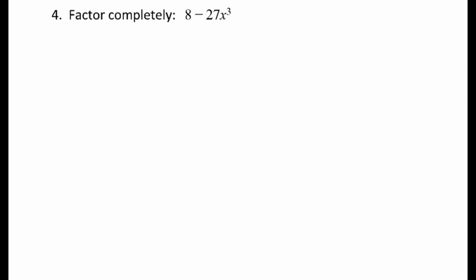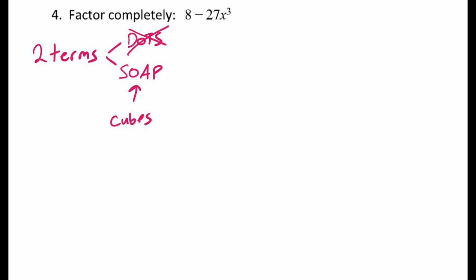Number 4, factor completely. Alright, so the first thing I noticed here is that there's no GCF between 8 and 27, and there's two terms. So remember, there's two options for two terms. It's either a difference of two squares, one of those DOTS problems, or one of those SOAP problems using those sum of cubes or difference of cubes formula. If I'm looking at 8, I know 8's not a perfect square and 27's not a perfect square, so this must be one of those cubes problems.